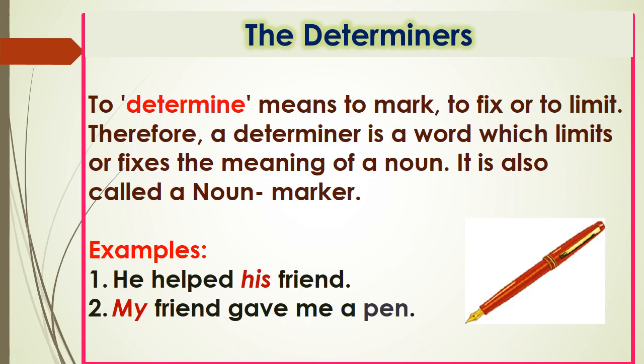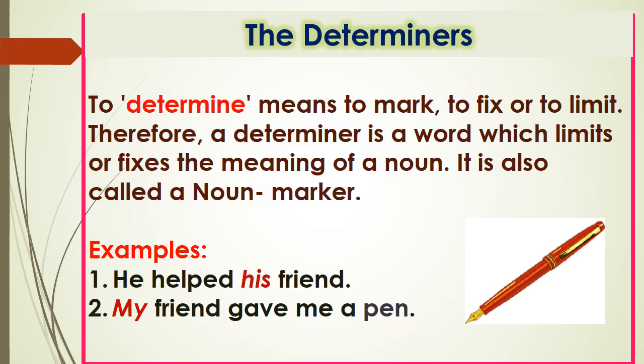Now I'm going to start this lesson with the definition. Let's read the definition first. To determine means to mark, to fix, or to limit. Therefore, a determiner is a word which limits or fixes the meaning of a noun. It is also called a noun marker. Okay, students? Now let me explain the definition in other words.